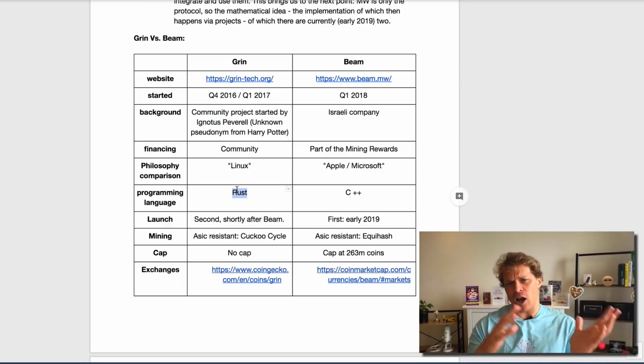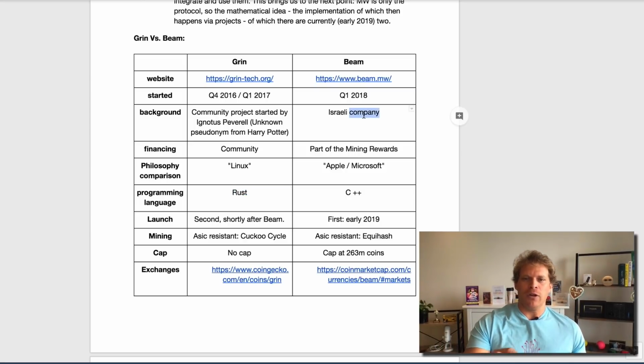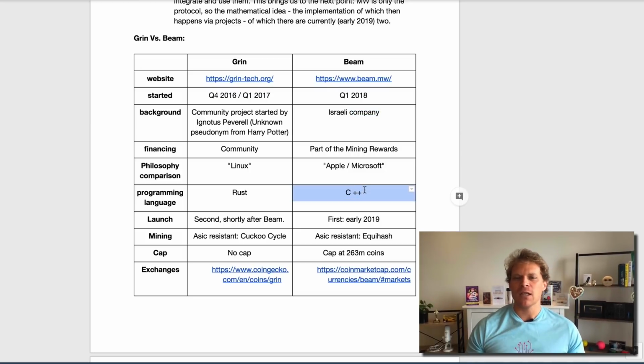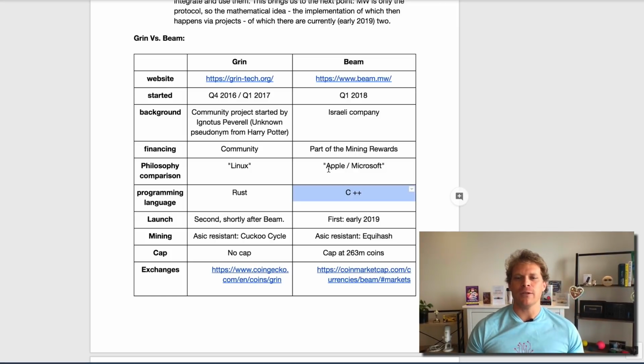On the other side, we have Beam. Beam is a company from Israel. They paid themselves part of the mining rewards. This is very different to how the financing at Grin works, where it's really a community focus. They started around a year ago. Their entire code is in C++, way more common obviously than Rust, even though many people think that Rust would be a better choice. And you could compare them more to the Apple-Microsoft story in this case, more company focused.